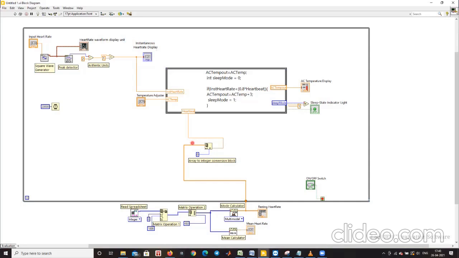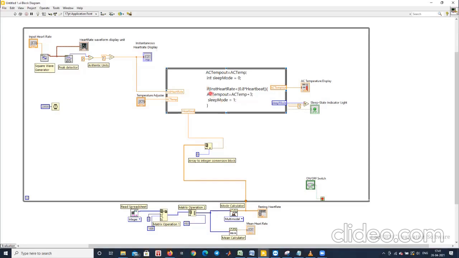Okay, resting heart rate. If the person's instantaneous heart rate is less than 80, okay, 80 beats per minute, that is 80% of 100, then the person is said to be in sleep mode. There are various phases of sleep, and in the most relaxing part of the sleep, a person is said to have 80% of the resting heart rate. That is what we have inputted here as the logic.